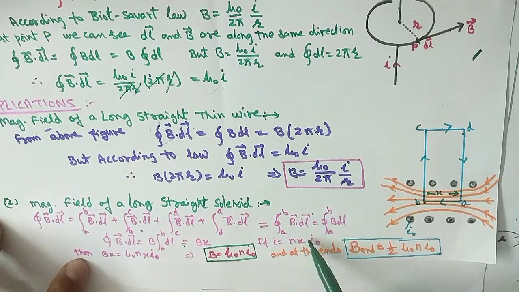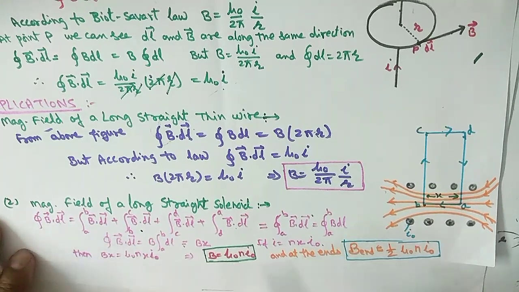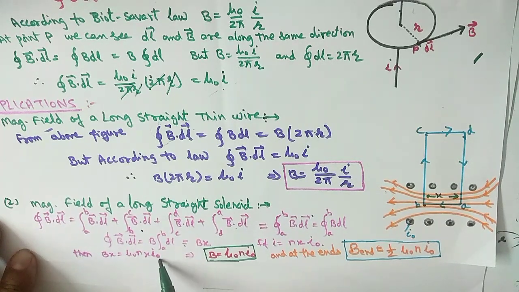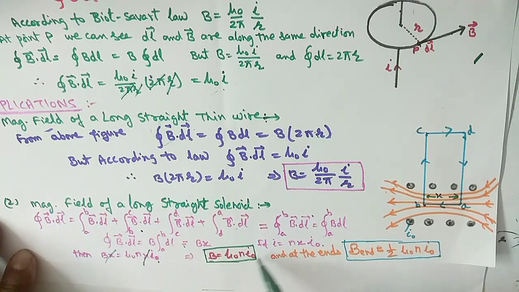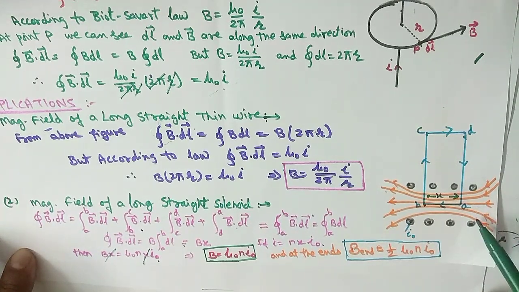So the total current passing is I equal to nx I naught. Put here Bx is equal to mu naught I, and I is equal to nx I naught here. So if we cancel x on both sides, it is B equal to mu naught n I naught. This is the magnetic field due to the long straight solenoid.